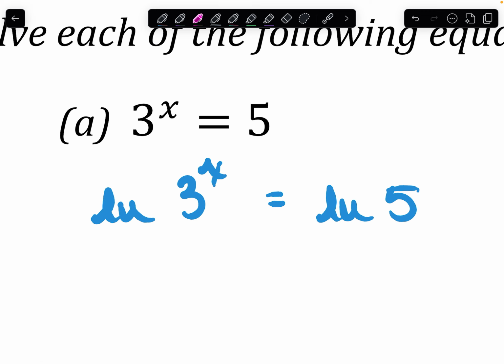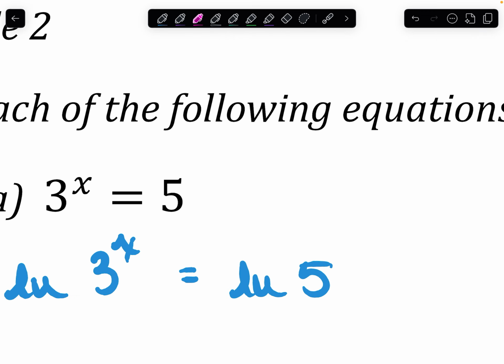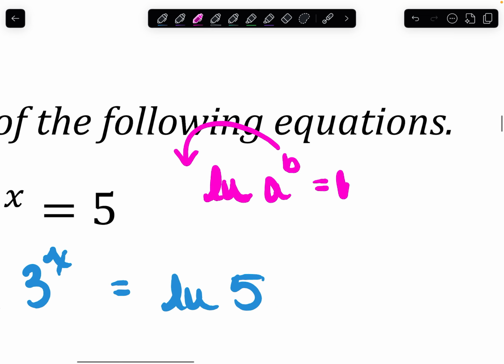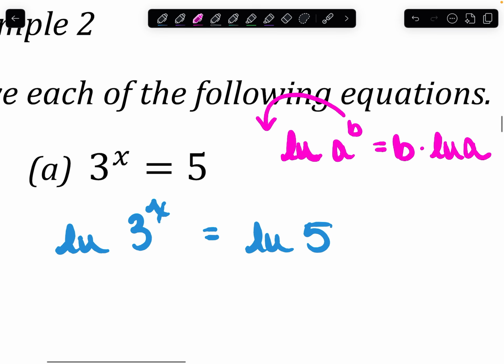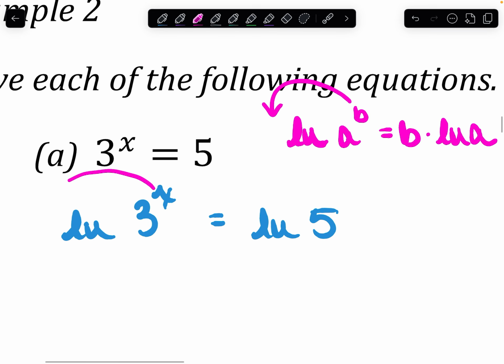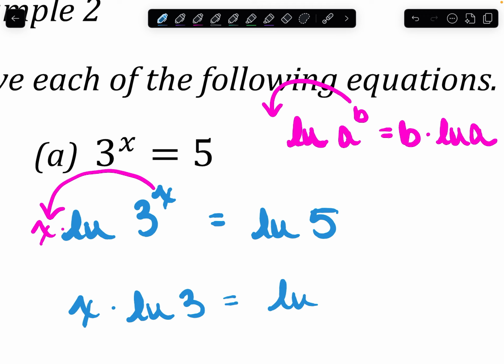Log properties. We need a log property here, so I'm going to come over to the side and write it down. If I have the natural log of a raised to the b, remember, we are allowed to take that exponent and move it to the front, and it becomes multiplication. So I am now allowed to take that x out to the front and change it to multiplication, so that we now have x times the natural log of 3 equals the natural log of 5.